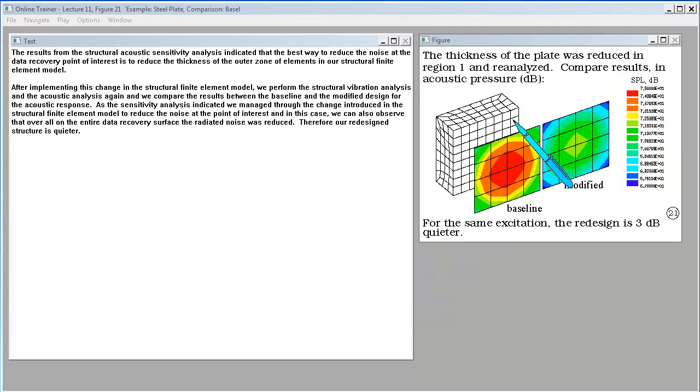After implementing this change in the structural finite element model, we perform the structural vibration analysis and the acoustic analysis again, and we compare the results between the baseline and the modified design for the acoustic response. As the sensitivity analysis indicated, we managed through the change introduced in the structural finite element model to reduce the noise at the point of interest. And in this case, we can also observe that overall on the entire data recovery surface, the radiated noise was reduced. Therefore, our redesigned structure is quieter.